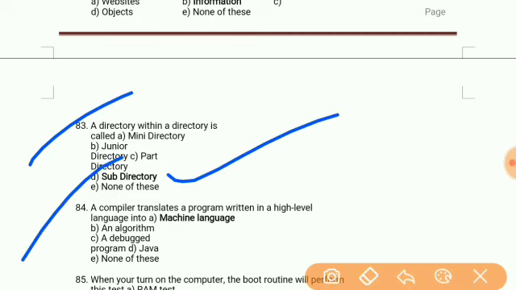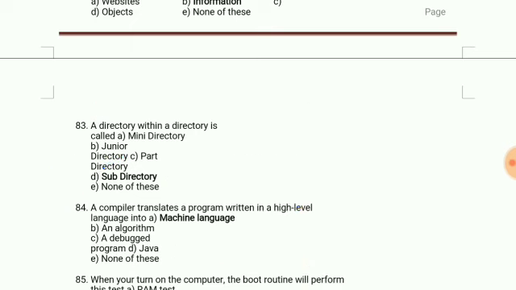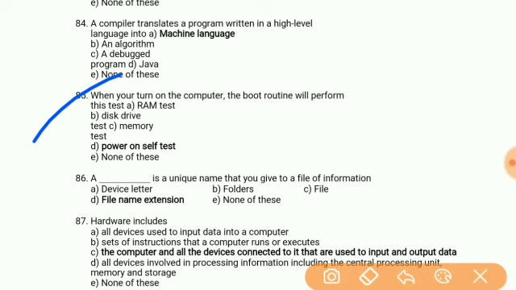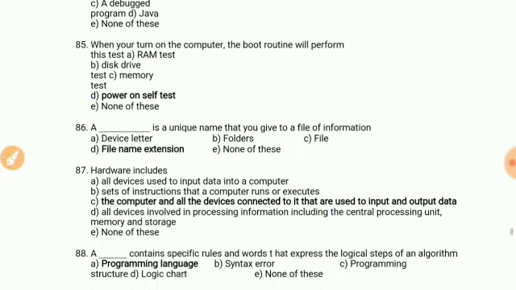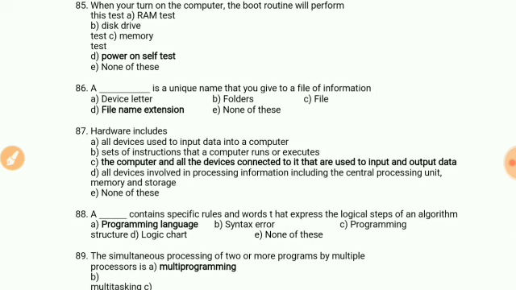A compiler translates a program written in a high level language into machine language. Then when you turn on the computer, the boot routine will perform what? Power on self test. A file name is a unique name that you give to a file of information. That is file name extension. It is a unique name that you give to a file of information.